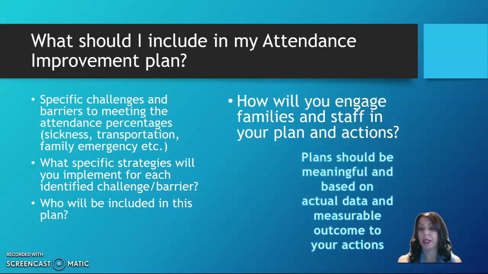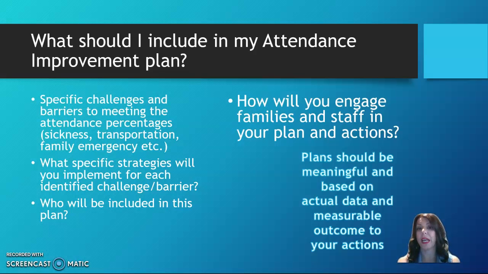Then who's going to be included in the plan? Who's going to be part of the plan? Is it your teacher staff? Is it your family service workers? Is health staff involved? Are your families going to be involved? Is the coach going to be involved? Who's all going to be involved in this plan?